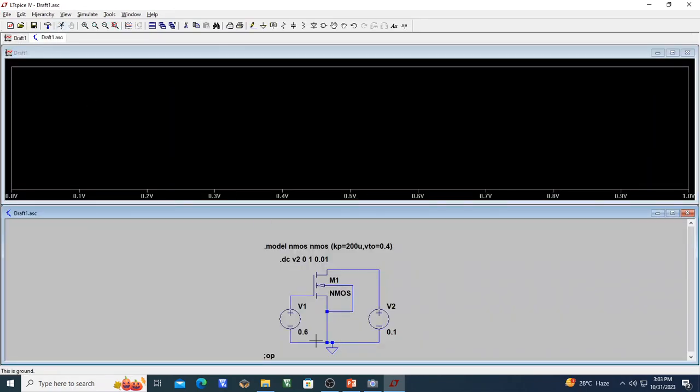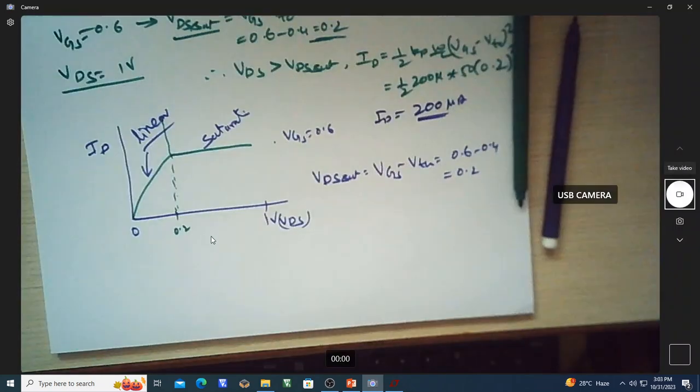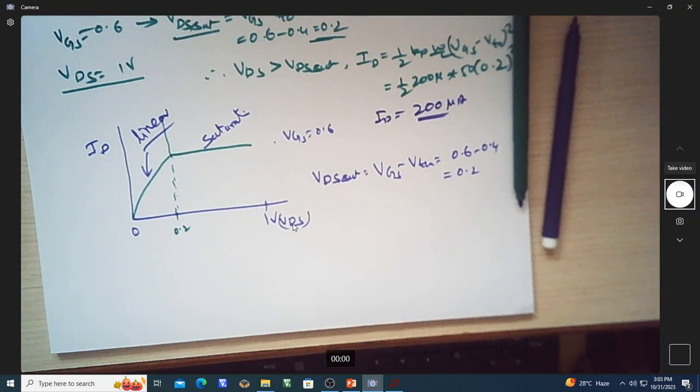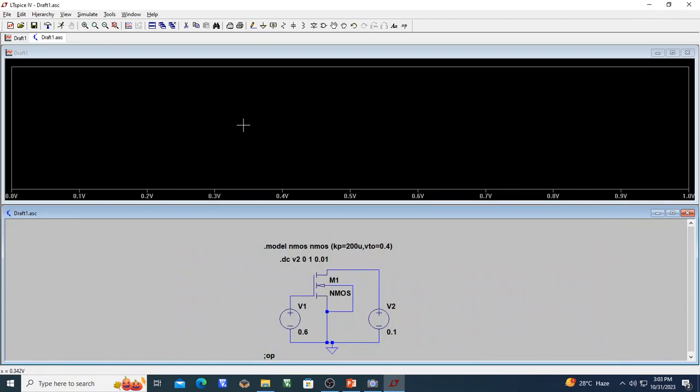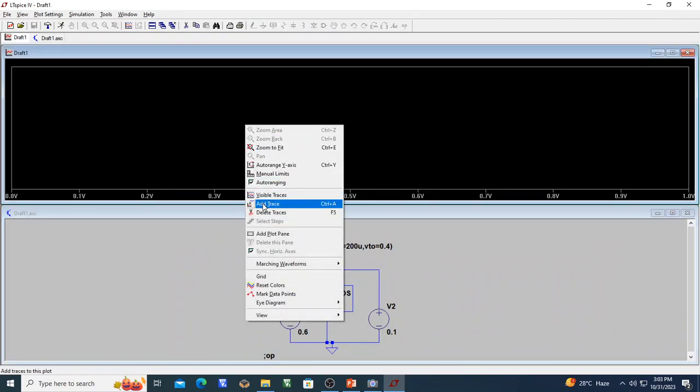this, you can see since I'm doing a dot DC, it is sweeping the voltage from 0 to 1 volt. So what is the swept parameter? It's V2, it's VDS on the x-axis. What should you have on the y-axis? On the x-axis I have VDS, which is the parameter that is swept. On the y-axis I should have the current, that is ID. So here I can add the trace parameters.